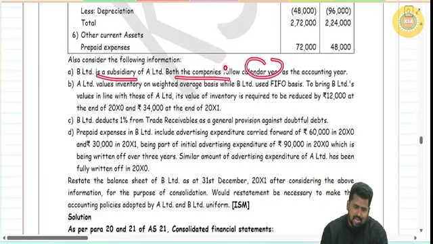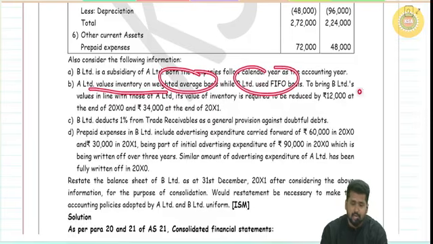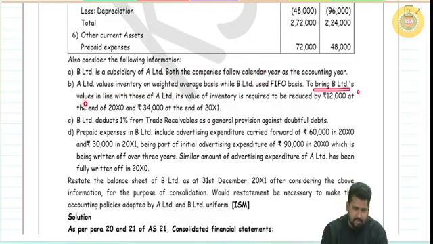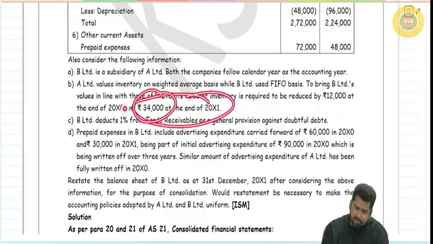Both the companies follow the calendar year. We are A Limited, the holding company. B Limited is the subsidiary. In A Limited we follow the weighted average method, but the subsidiary follows the FIFO method. To bring B Limited's value in line with the holding company, its value of inventory is required to be reduced by 12,000 at the end of the last year, and in the current year by 34,000, they are telling.